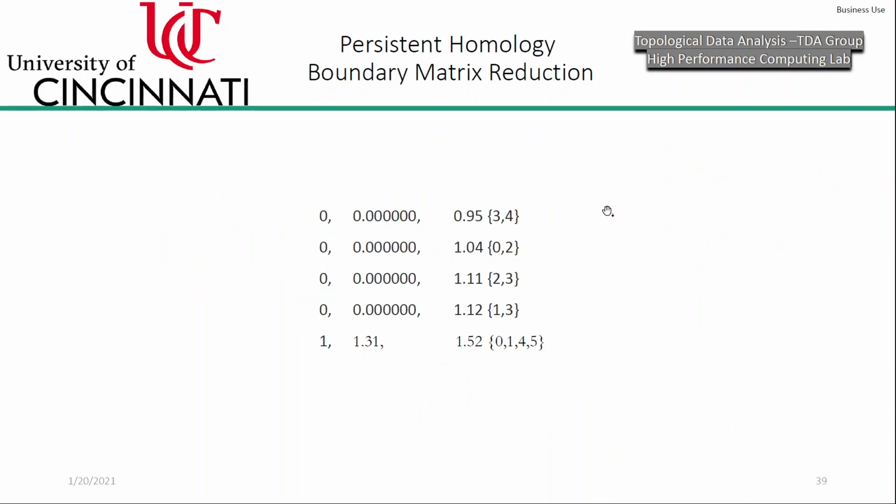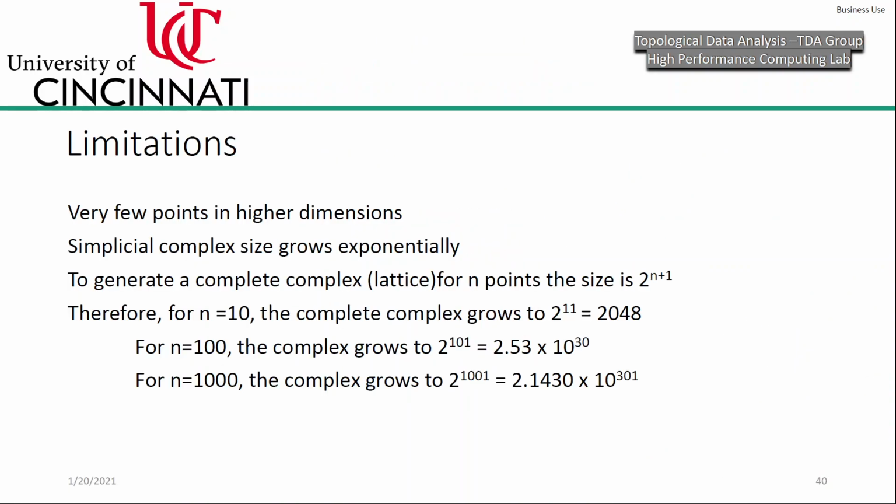So finally we get the output. And then the limitation is that we can't go to much higher dimensions with a lot of points. There's a limitation on the number of points we can execute in higher dimensions. The simplicial complex size grows exponentially: for 100 points, the simplex count grows to about 2.53 times 10 to the power 30. I'm right now giving a number for the complete simplicial complex. If we generate it by level, then it is a little bit better.